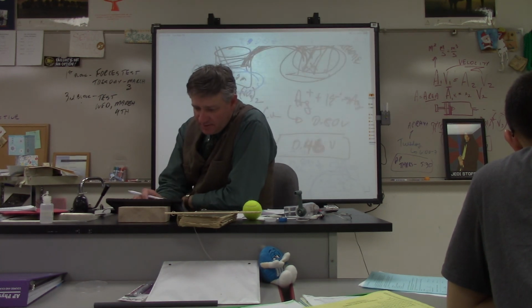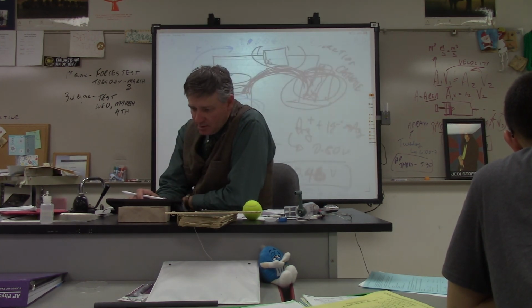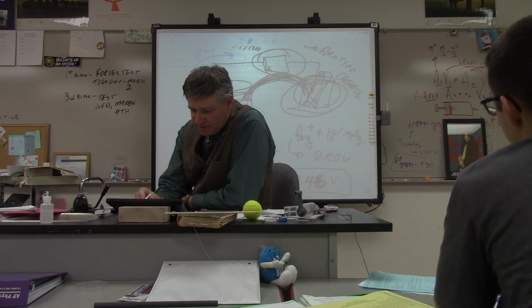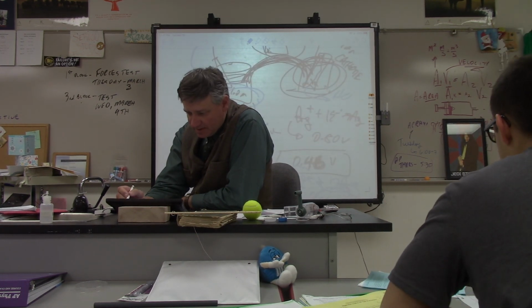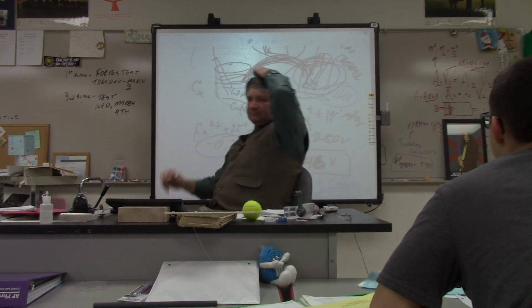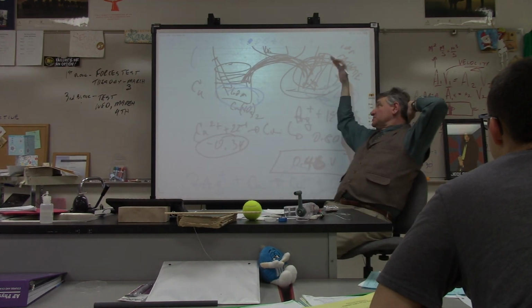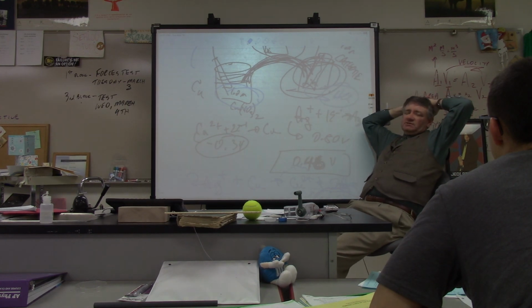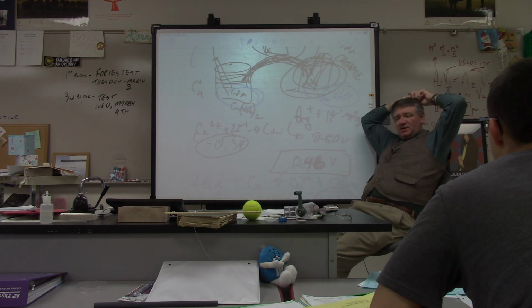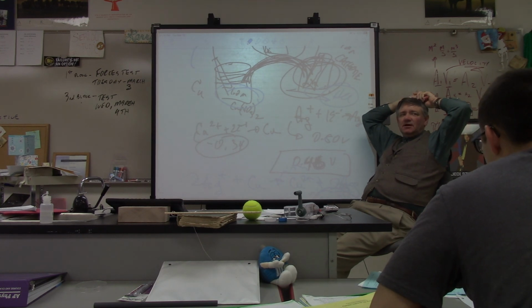Now, let's say over here, where I've got the silver nitrate, that I add some hydrochloric acid. I dump some hydrochloric acid in with the silver nitrate. What's going to happen to the concentration of silver ions? It goes down, because it'll form a precipitate with the AgCl.